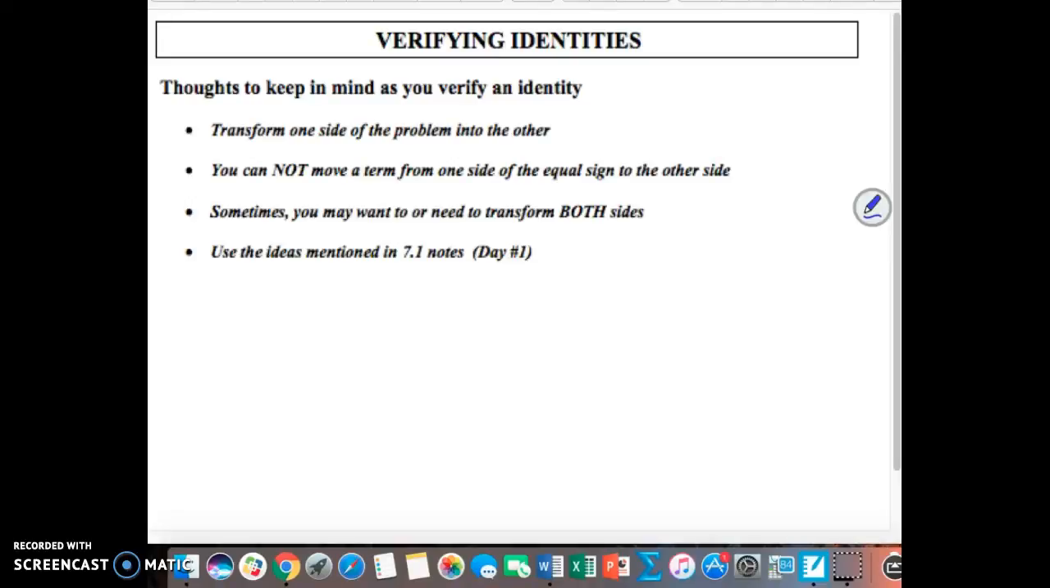This is Precalculus section 7.1, day 2. We'll be talking about verifying trigonometric identities.